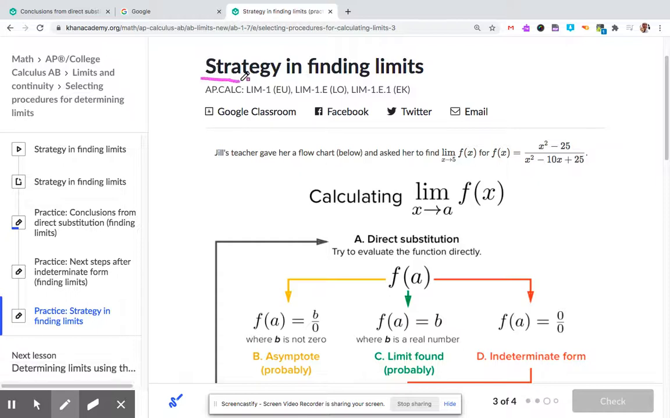All right, we're practicing using this flow chart for strategies and finding limits. This is a very good tool if you kind of struggle with this limit section. Jill's teacher gave her a flow chart and asked her to find the limit as x goes to 5 of the function.